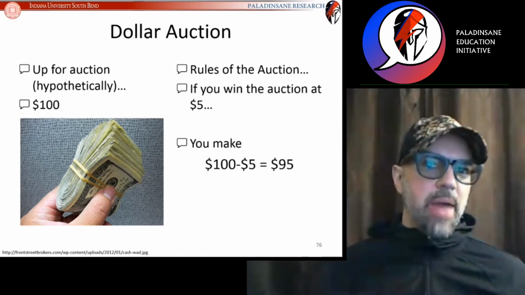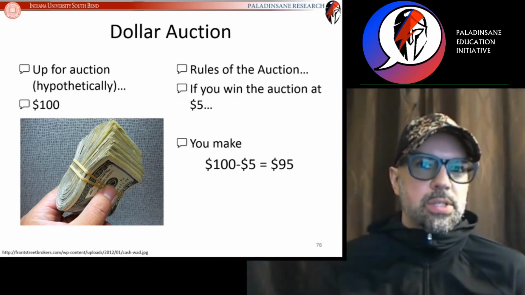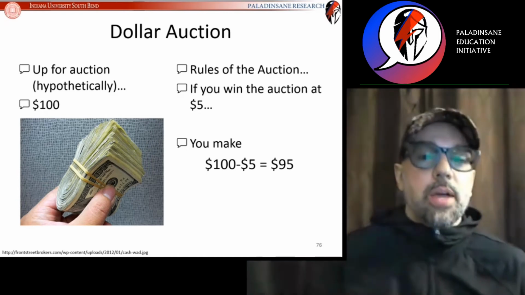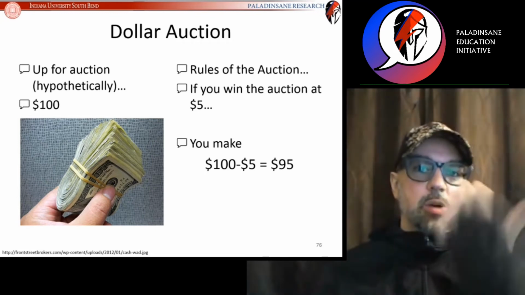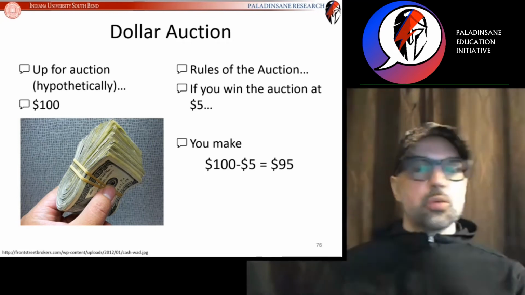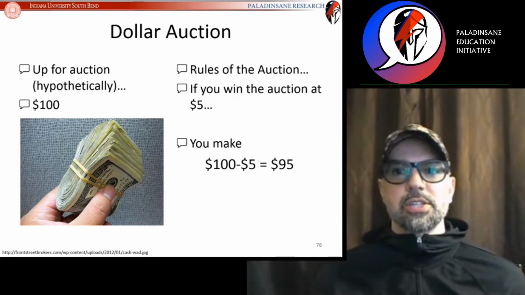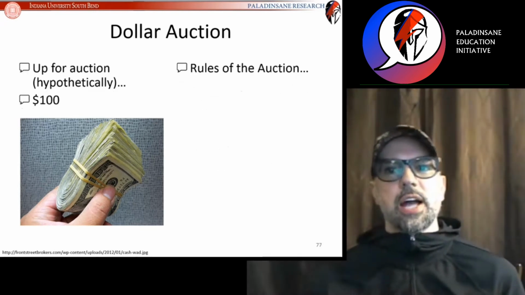All right, so we're trying to maximize our money. We're trying to make the most money possible. We're trying to end up with as much money as we can. So buying $100 for $5, great decision, rational decision. Let's keep going with the rules of the auction.